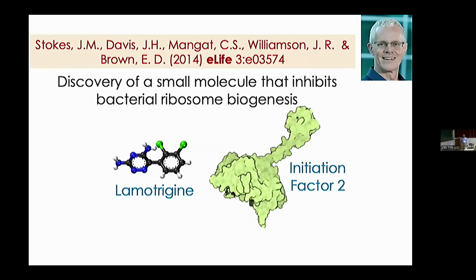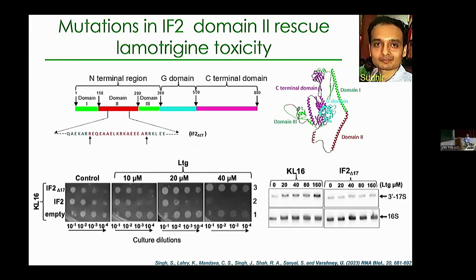So moving on to what Eric Brown has been doing, he was screening for compounds, known drugs or compounds, which will compromise ribosome biogenesis in E. coli. And one of the molecules that he found in that screen was lamotrigine. And the target of lamotrigine is IF2. Because everything is fitting in there, we thought, okay, let's look at it. The mechanism, of course, was not clear, but I think we know the mechanism now.